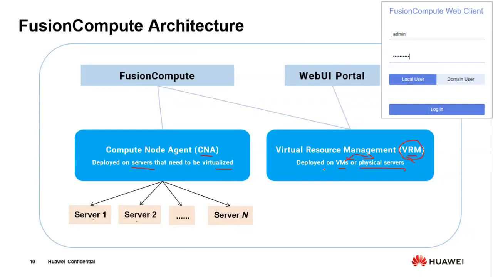And first we need to deploy the virtual resource management, log in, and then we can use the CNA. No, you don't deploy CNA on virtual machines. You deploy them on the servers. This is for VRM. In the Fusion Compute, if you want to use the virtual machines, you have to log in through this. Then you can have access to the virtual machines or physical servers. That's where you will create the VMs.